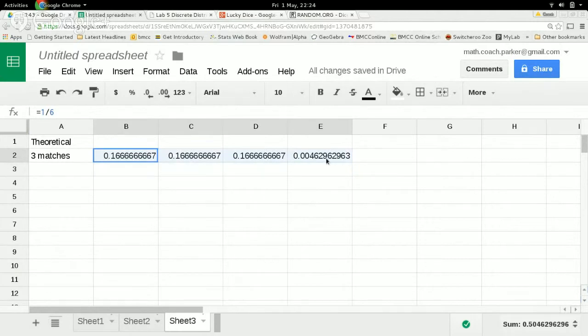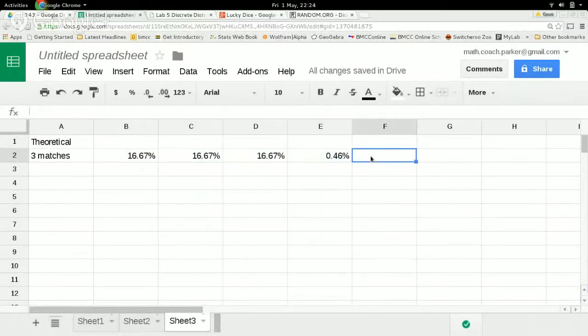So let's turn these into percentages just to check that out. So I get about a 16% chance of one match. If I want 3 matches, that means I have roughly 16% times 16% times 16%. And that gives me about a half a percent, a 0.46% chance. Right? That's a probability of 1 out of 216. So there's that same percentage as a decimal there. So that's 3 matches. Skip 2 and 1. Let's go down to 0 matches.